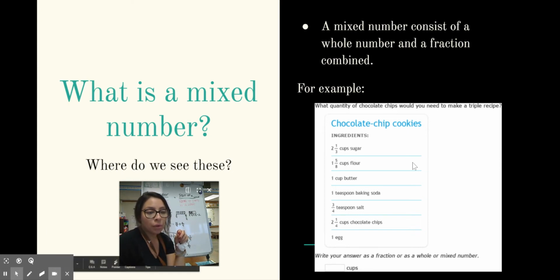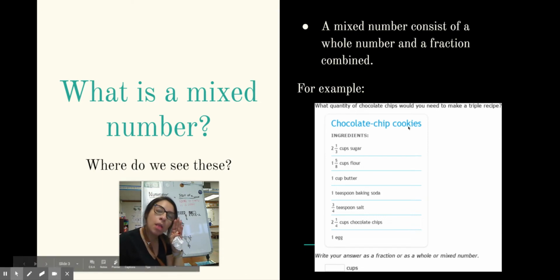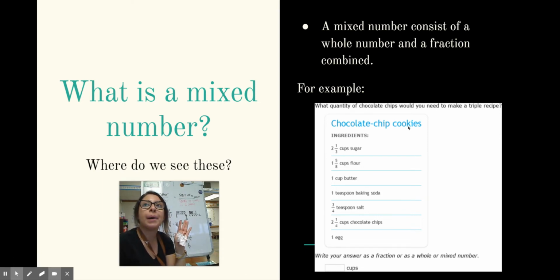So take a look over here. Chocolate chip cookies, my favorite, by the way, along with Snickerdoodle, M&Ms, sugar cookies. I mean, there's so many, right? So 2 1/3 cups of sugar, or 1 5/8 cups of sugar or flour. But these are where we truly see mixed numbers in real life. So I want us to go to that example right there.